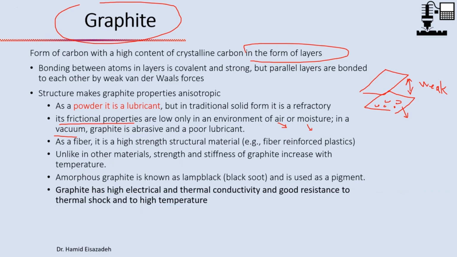And also, amorphous graphite is known as lamp black soot, which is used as a pigment for coloring. And graphite has a high electrical and thermal conductivity and good resistance to thermal shock and high temperature.